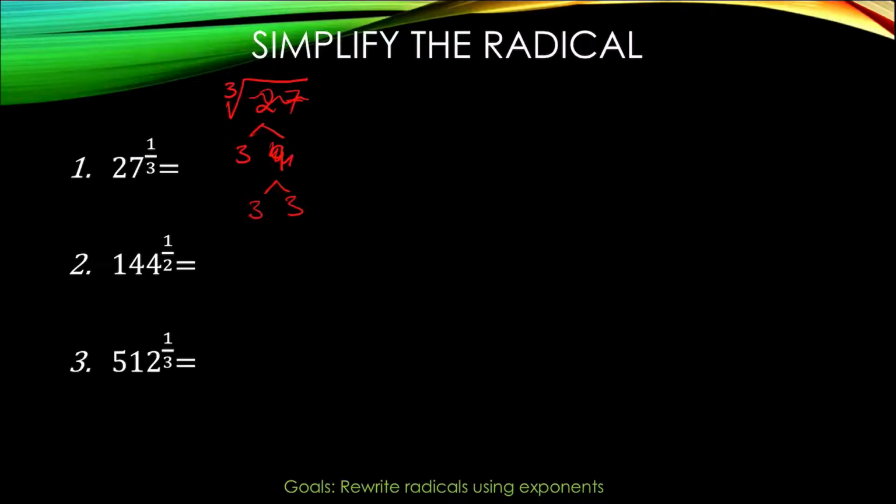Now I'm looking for some number multiplied by itself 3 times. So I'm looking for a number that appears 3 times. So I see my group of 3 right here. And I know that a 3 can come out. There's nothing left over, and so I know that it's just 3. So the cubed root of 27 is equal to 3, or 27 raised to the 1/3 power is equal to 3. Next, we're going to move to 144 raised to the 1/2 power.